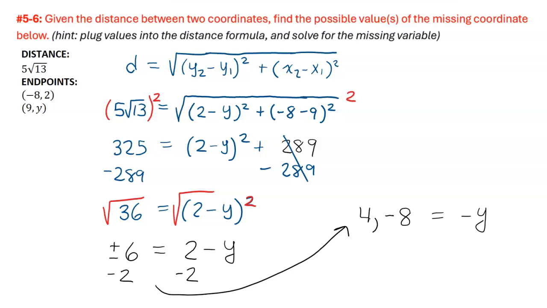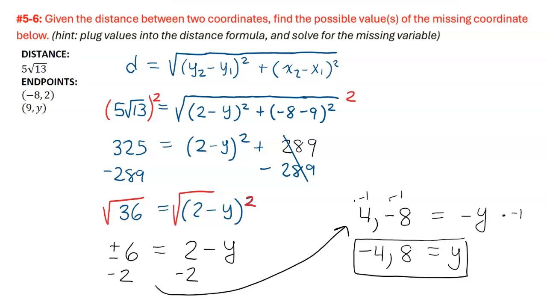What we need to do now is essentially multiply everything by negative 1. And so this is going to give me negative 4, positive 8, and y. So negative 4 and positive 8 are the two possible coordinates that will work for this. Now, as the last part of this, I'll give you a visual to show you why there are going to be two answers for this problem.